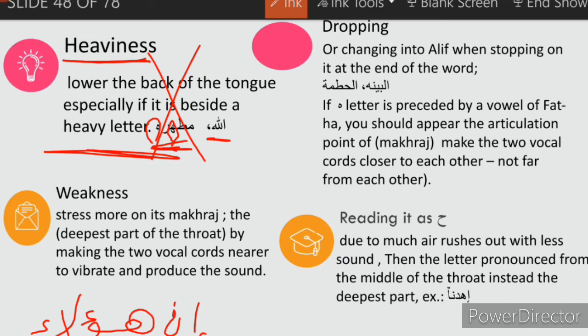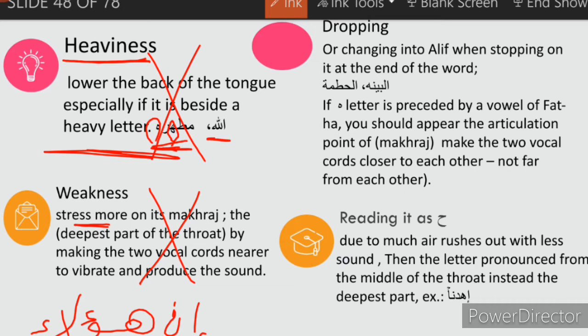So weakness is because of less stress. We have to stress more on its articulation point, or its makhraj, which is the deepest part of the throat, by making the 2 vocal cords nearer to each other so that the vibration happens and the ha sound is produced. So it is not weak, not like this. It is like this. Allow the 2 vocal cords to be a little bit closer to each other, and this will lead to the vibration and the ha sound being produced. So this is from the mistakes that we should take care about.